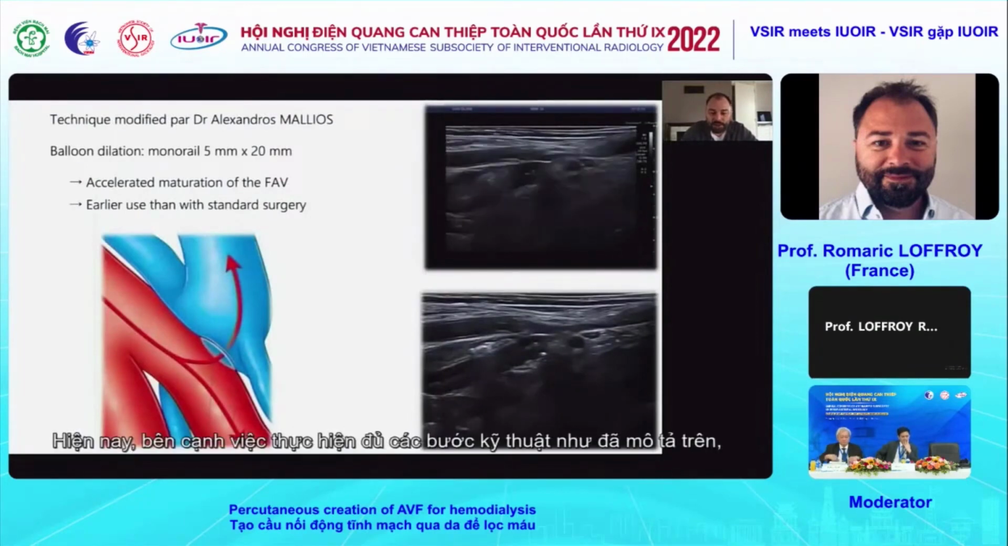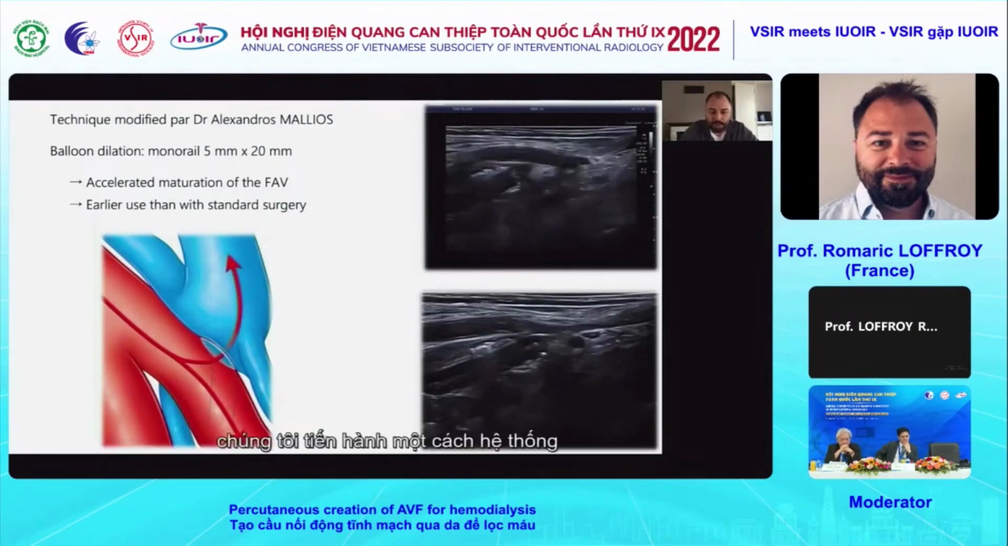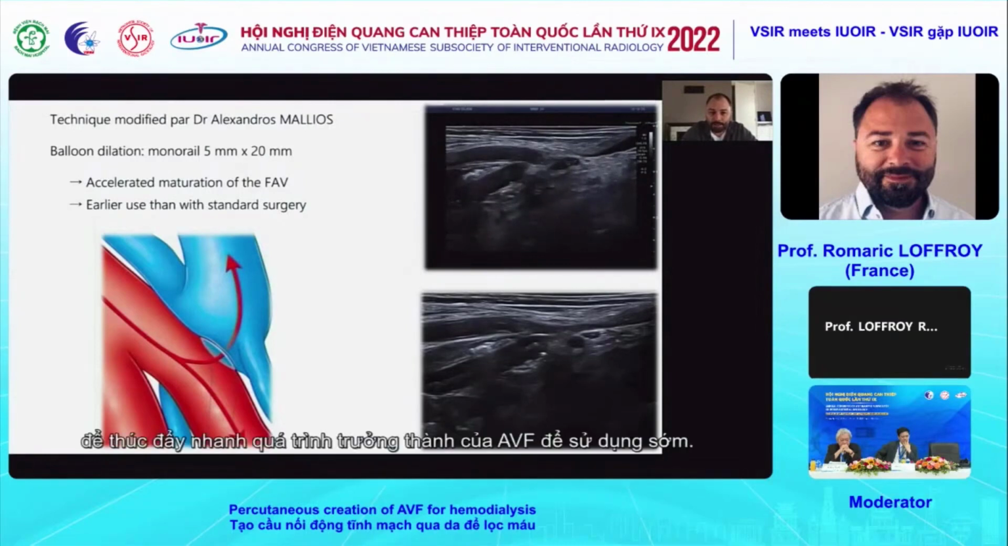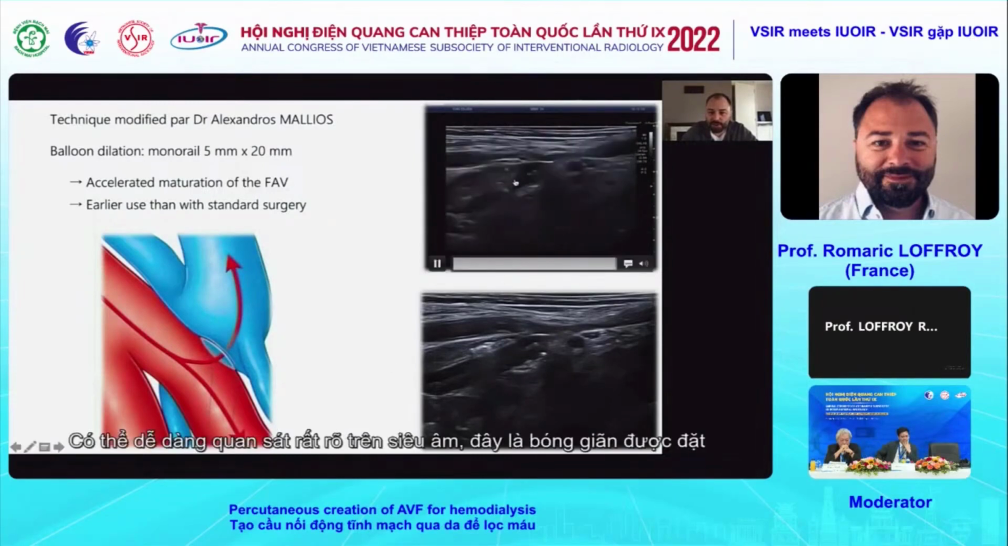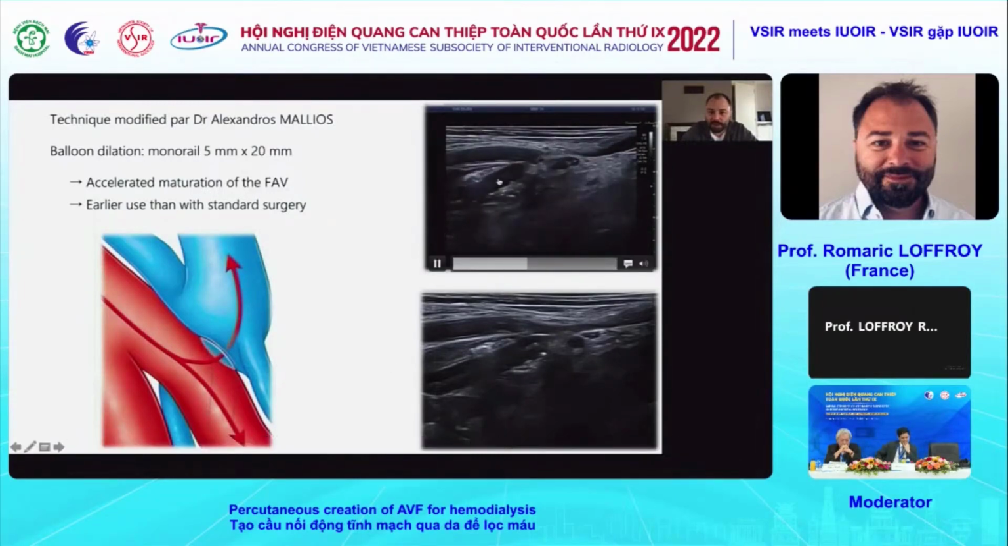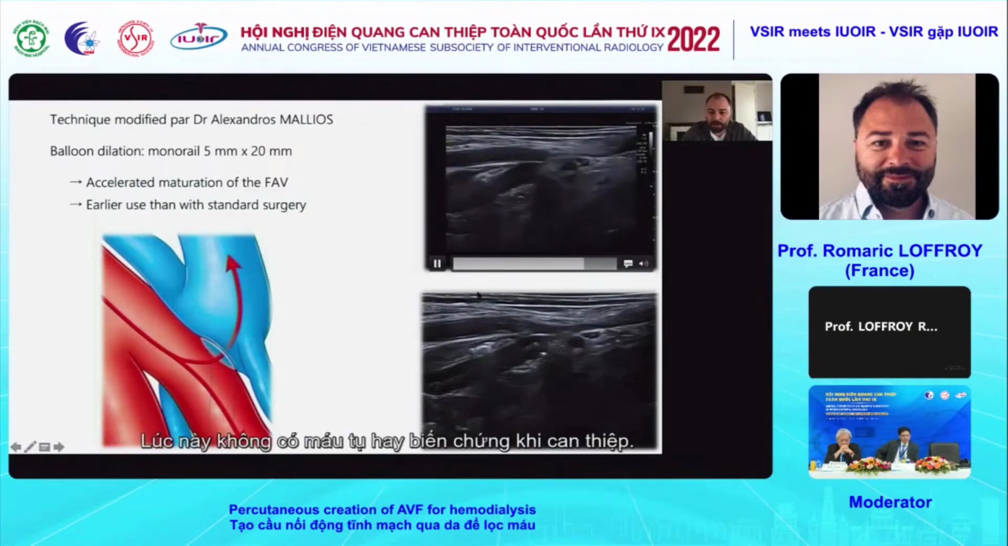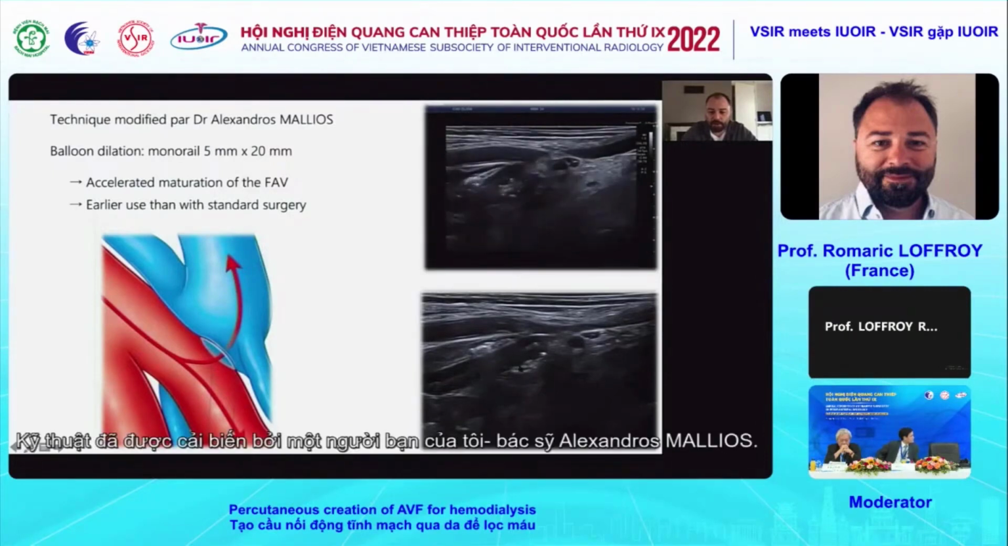Now, in addition to this procedure during the same intervention, we systematically do balloon dilation with a 5 millimeter in diameter balloon to accelerate maturation of the fistula and to get earlier use. As you can see here, you can do it under ultrasound. We see the balloon very well here to dilate the anastomosis immediately. There is no risk of hematoma or complication. You can do it without any X-ray.